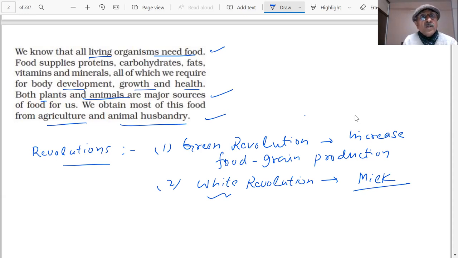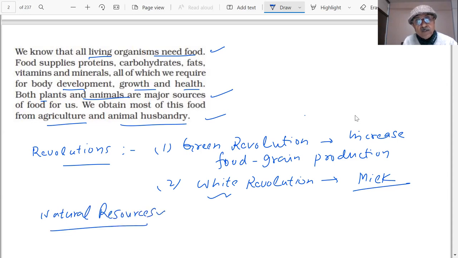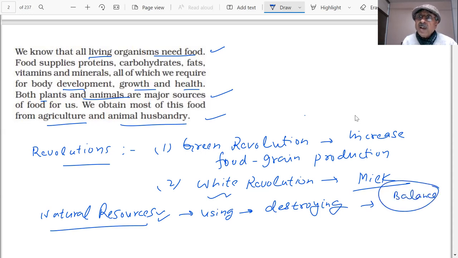But the important point is that we have discussed with you in the previous chapter, natural resources. You have certain natural resources, right? And you are using them. But also man is destroying them. So there is a balance which is being disturbed. There has to be a balance in how much you are using. And if you just exhaust all these resources, then again there will be problems for us. So we should increase food production without degrading the environment, because they are related.